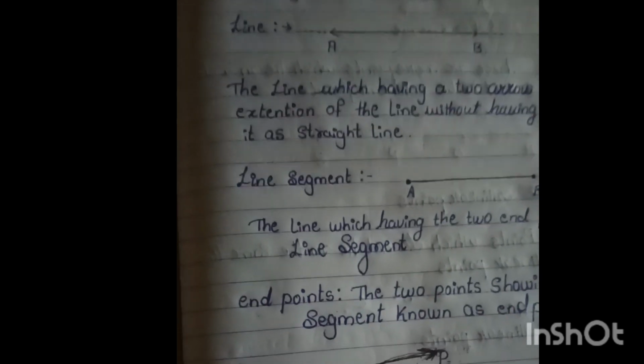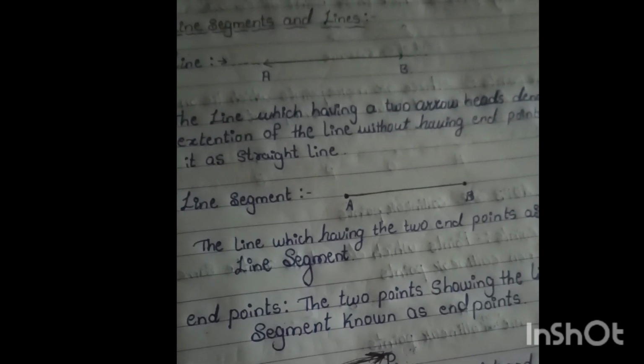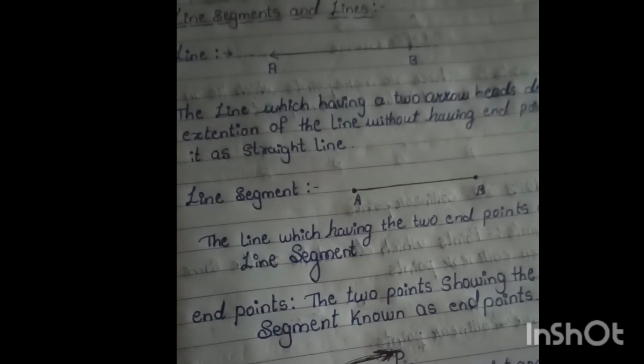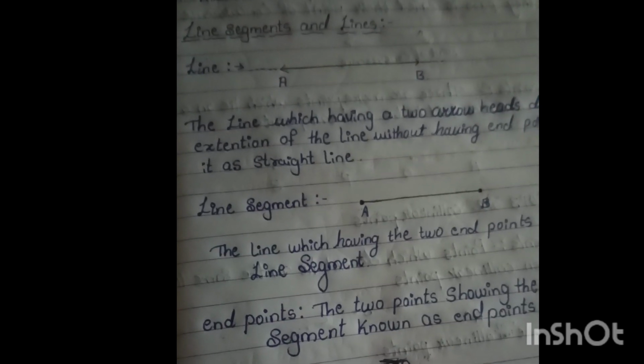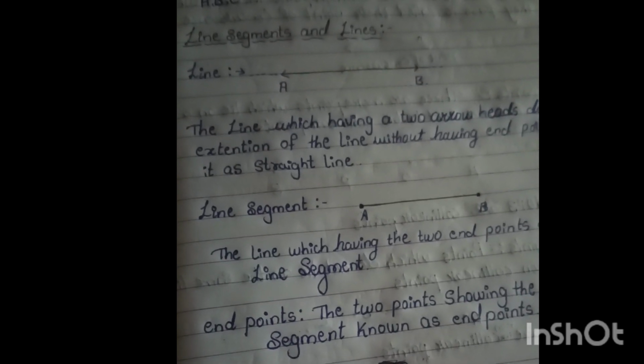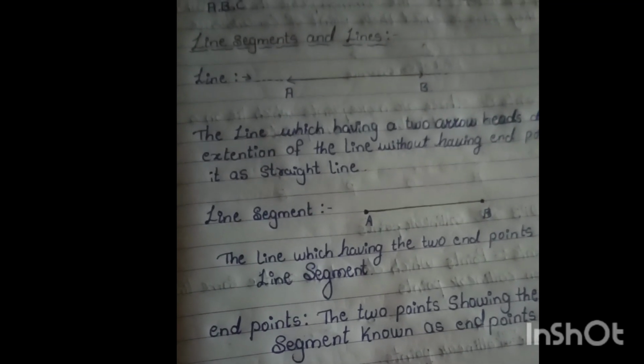Okay, here's the definition. A line having one end point and one arrowhead is known as a ray. The end point is called the origin. This end point is called the origin of the ray.